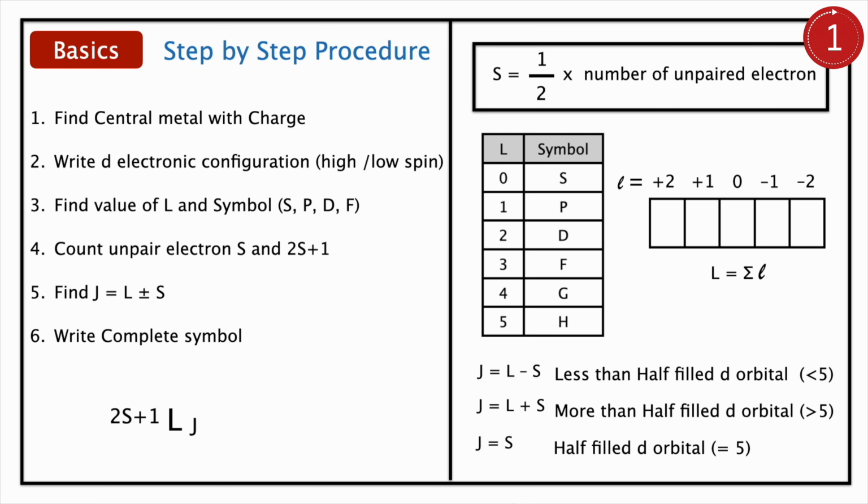You have to sum it. Then 2S plus 1, you have to calculate. Then find the J value. It is a combination of L and S. It can be plus S or minus S, as we discussed already. So you will find the final formula. You should master these steps to identify the compounds.